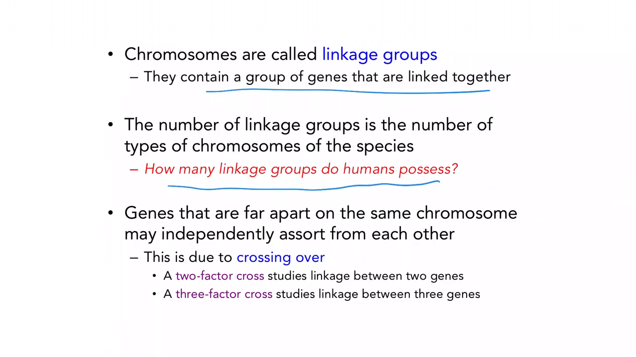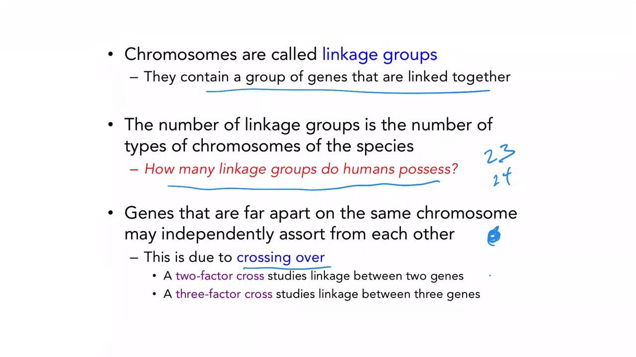So the X chromosome represents a linkage group. The Y chromosome is a separate linkage group also. So technically an individual that's a female would have 23 linkage groups, and a male would have 24 linkage groups because they have both an X and a Y. Now, genes that are really far apart on the same chromosome can appear to independently assort from each other. And this is typically due to crossing over or recombination, if you think about it.